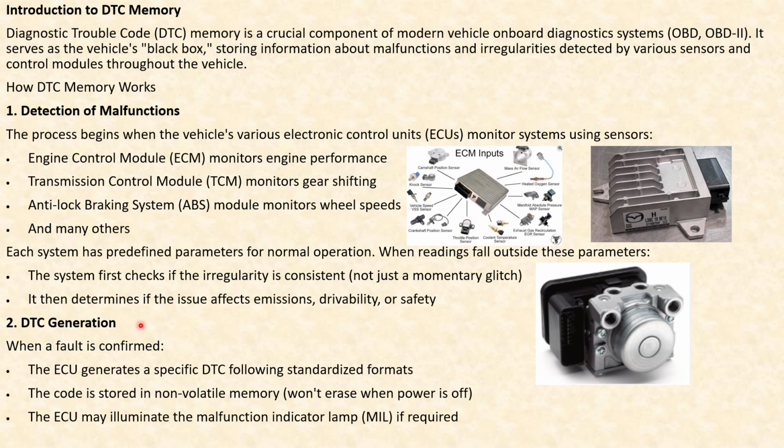When it comes to DTC generation, when a fault is confirmed, the ECU generates a specific DTC following standardized formats, and the code is stored in non-volatile memory. What is meant by non-volatile memory? It won't erase when the power is off. This is important. Even if the vehicle is shut off, the non-volatile memory will not allow the code to be wiped out of the memory. The ECU may illuminate the malfunction indicator lamp if required.